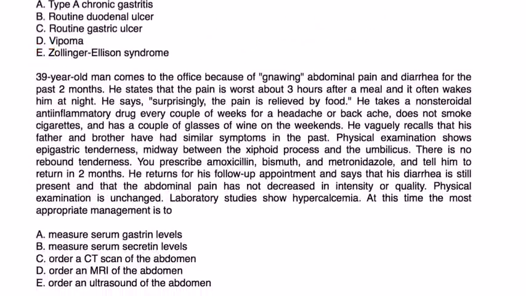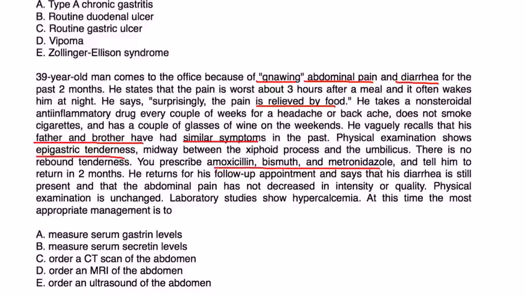Next question. A 39-year-old man comes to the office because of gnawing abdominal pain and diarrhea for the past 2 months. He states that the pain is worse about 3 hours after a meal, and it often wakes him at night. He says surprisingly the pain is relieved by food. He takes an NSAID every couple of weeks for headache or backache, does not smoke cigarettes, and has a couple glasses of wine on weekends. He vaguely recalls that his father and brother had similar symptoms in the past. Physical exam shows epigastric tenderness midway between the xiphoid process and the umbilicus. There is no rebound. You prescribe amoxicillin, bismuth, and metronidazole and tell him to return in 2 months.